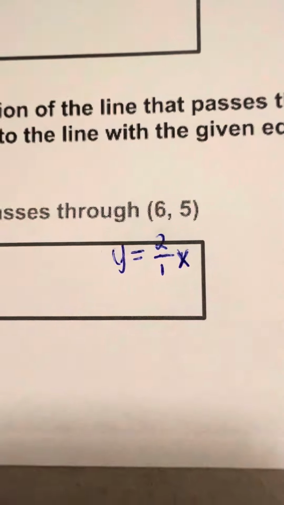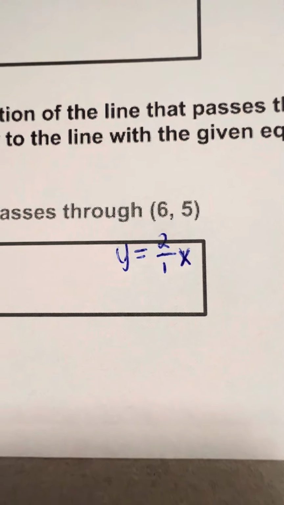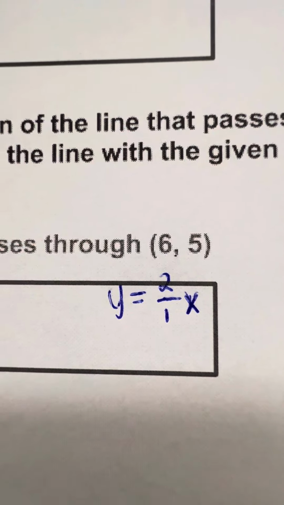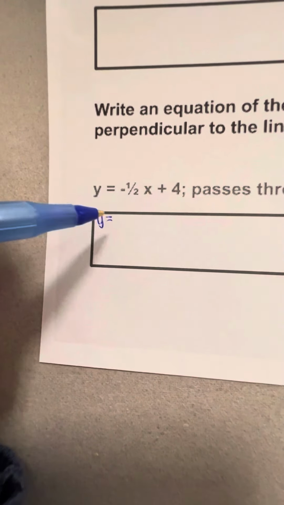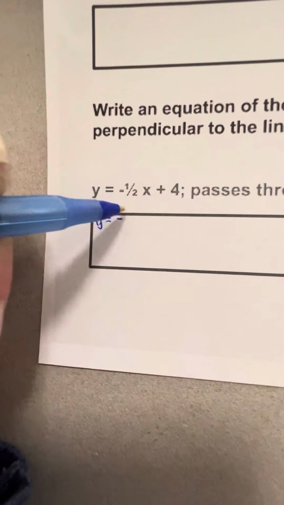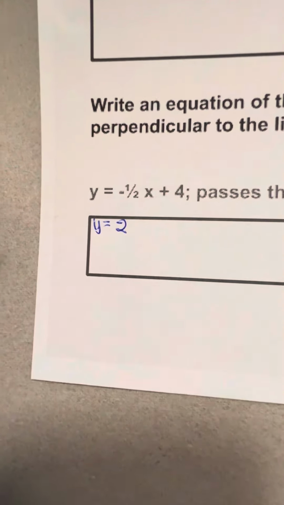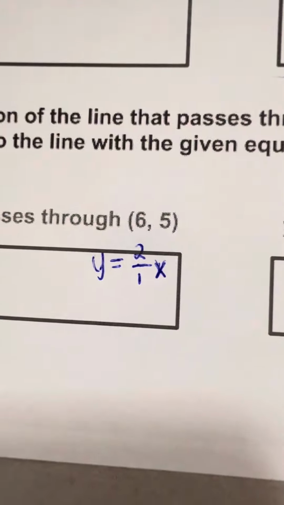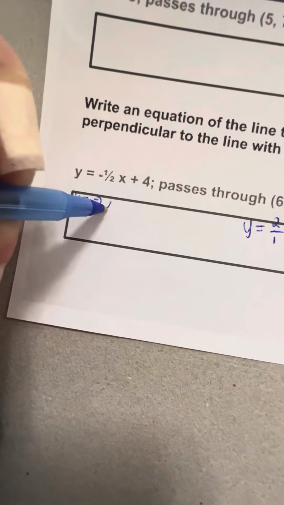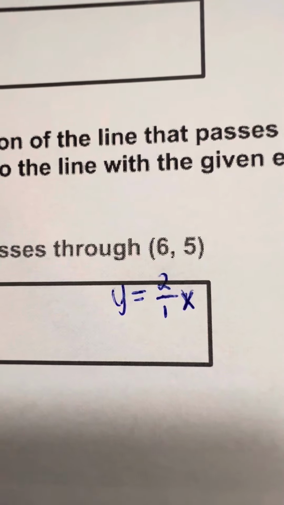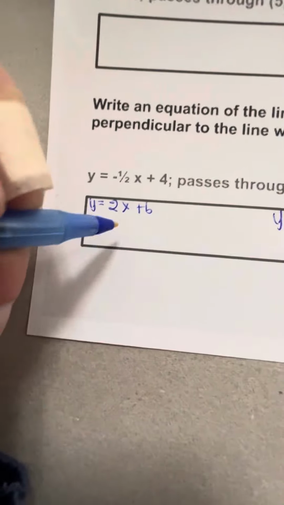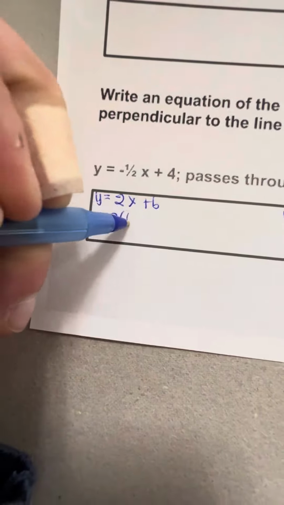And now we have to figure out the plus or minus b, whatever it may be, using these two points, 6 and 5. So what I am going to do is rewrite this equation, y equals mx plus b. I'm going to replace that slope with the 2, because that's what it is for this perpendicular line, and then x plus b. So we want to replace the 6 where x is. So we have 2 times 6, plus b. And then we're going to replace that y with the y value, which is 5.